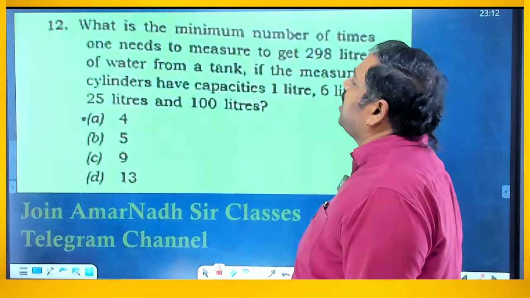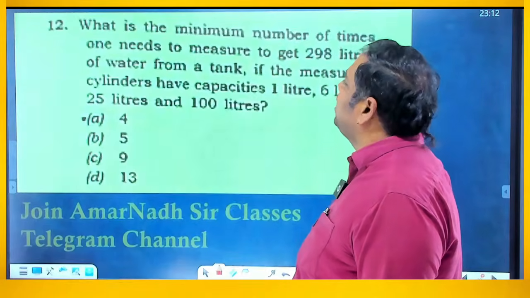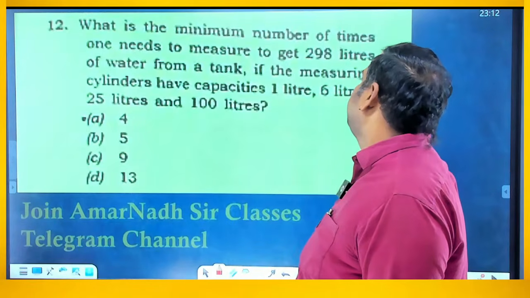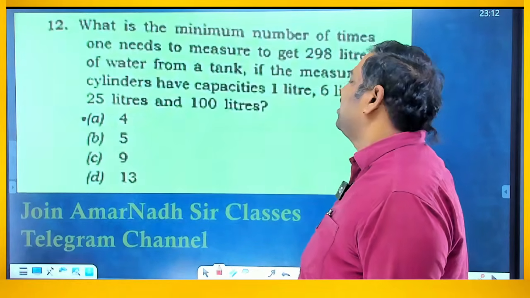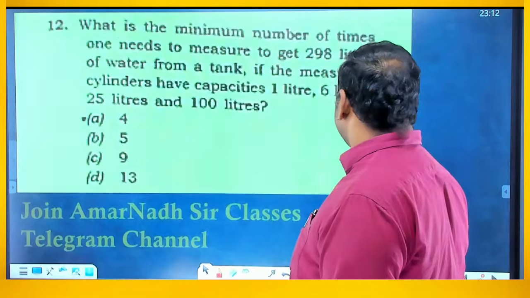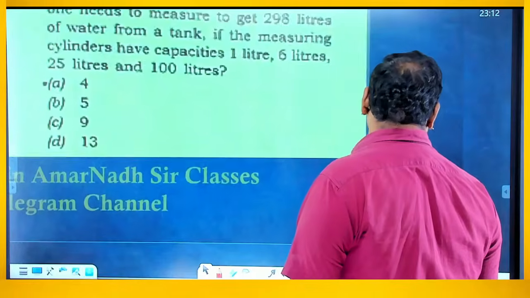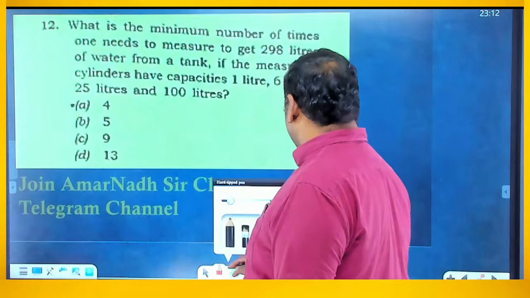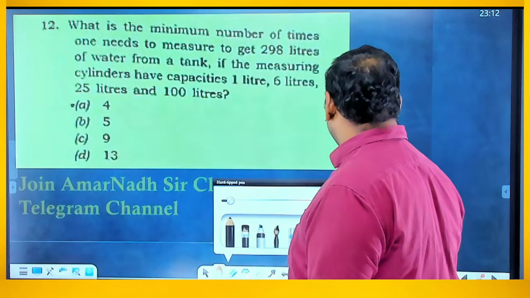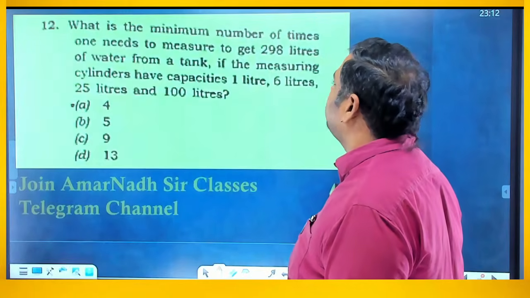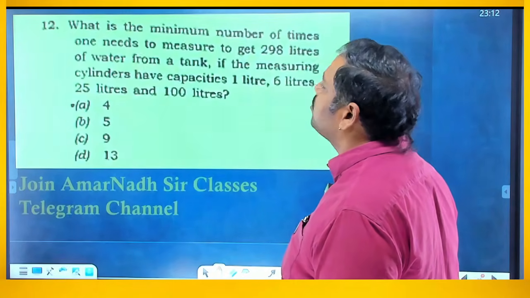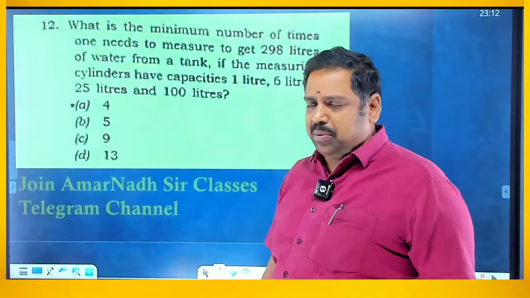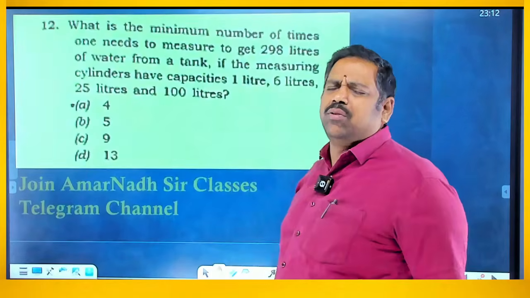What is the minimum number of times one needs to measure to get 298 liters of water from a tank if the measuring cylinders have capacities of 1 liter, 6 liters, 25 liters and 100 liters? Now, this is an extraordinary question he has framed, if you observe the examiner. I'll tell you why it is an extraordinary question. The beauty in the question is very simple. Minimum number of times one needs to measure to get 298 liters. Okay, I want 298 liters. There is a large container. From that, I need 298 liters of liquid, whatever the type it is.